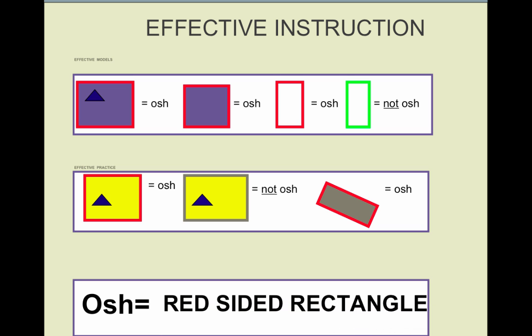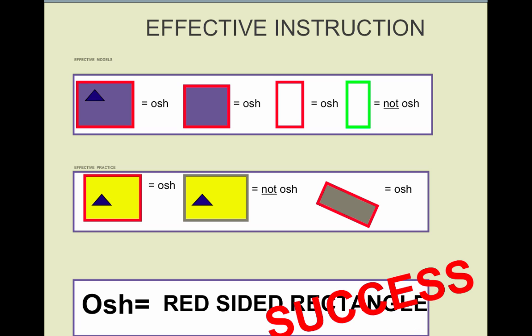OSH are the red-sided triangles. Good job. You can see that giving some examples as well as some non-examples clarify the concept further and lead to mastery more quickly.